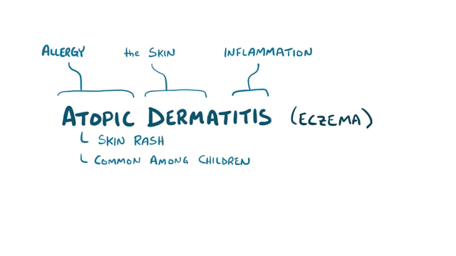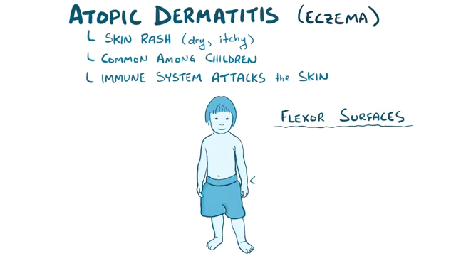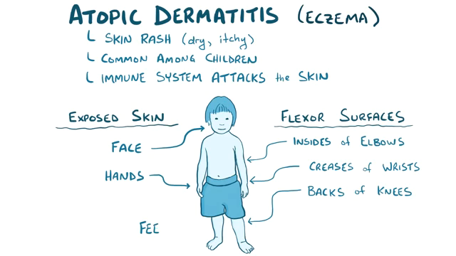More specifically, it happens when the immune system attacks the skin, causing a dry, itchy rash on flexor surfaces of the body. Areas like the creases of the wrist, the insides of the elbows, and the backs of the knees, as well as exposed skin surfaces like on the face, the hands, and the feet.